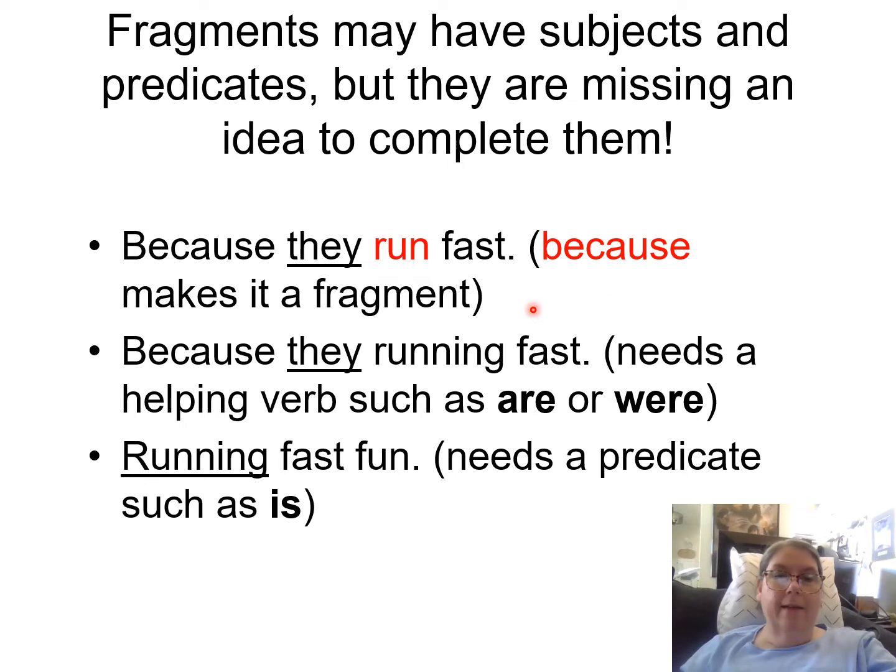Because they run fast. Well, the word because often makes a sentence, a supposed sentence, really a fragment. So because whatever really should be added onto something either at the front or the back. So here's another one. Because they running fast. Okay, now we have because, which makes it a fragment, and then we have the ing verb, and again, I don't know when or where it's happening.